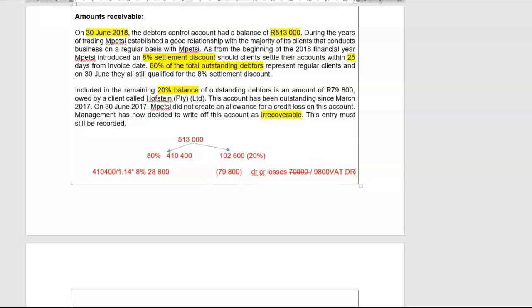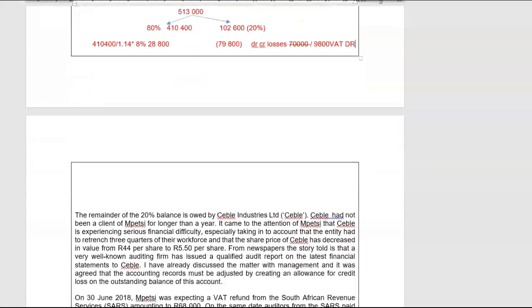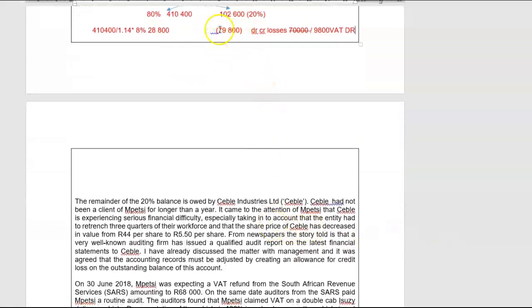Good. Now they continue to say the remainder of the 20% balance. So if I'm going to deduct that 102,700 less the 79,800, that then gives me a total of 22,800. So they say that 22,800, which is 102,600 less the 79,800, is owed by Cable Industries. Cable had not been a client of Mpetsi for longer than a year.